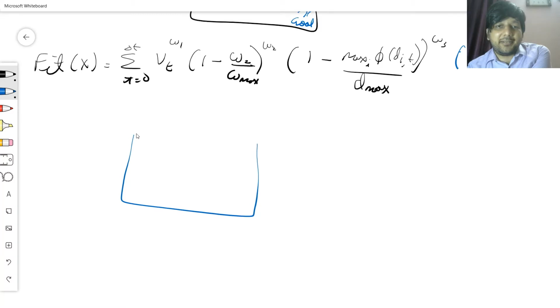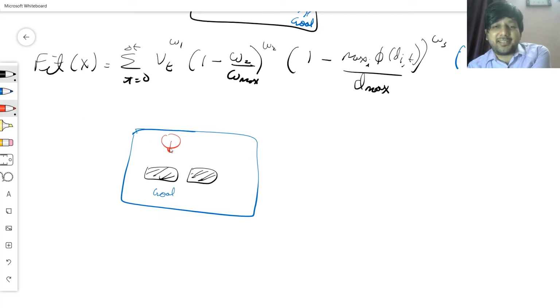Let's take a map like this. Let's take some obstacles. Let's take a goal. And let's take a robot. So cos theta g is 0 because I'm facing the goal. I go here, I go here, I go here. But then as I go, this term becomes very bad near the obstacle. So now I don't care about the cos theta g.